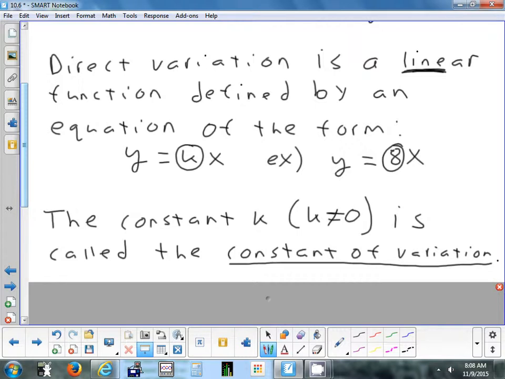And notice here I wrote something special. What does this say in parentheses? It says k, what's the symbol? Not equal to. k can never be 0. Your constant of variation can be anything you want except one number. It can't be 0.